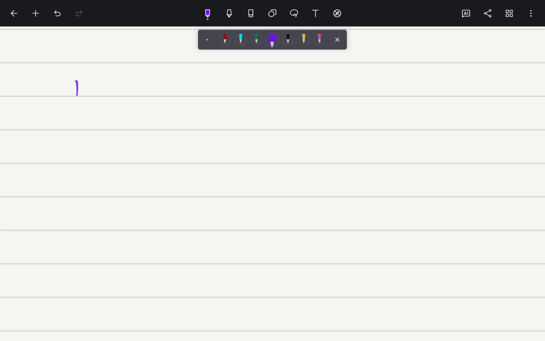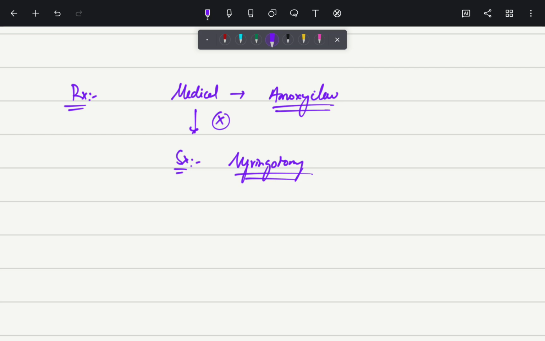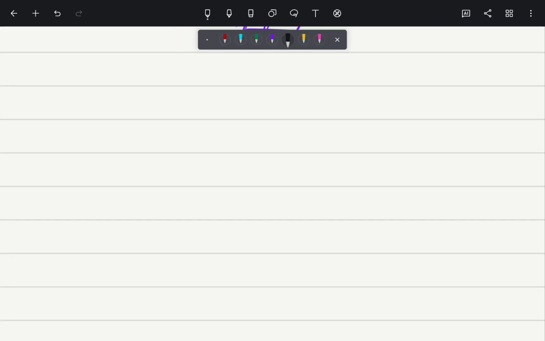Next we will talk about the treatment part. Usually we do medical management. In medical management we give amoxicillin. If medical management fails, then we go for surgery, that is myringotomy. Now what we will do in myringotomy, we'll try to understand here.